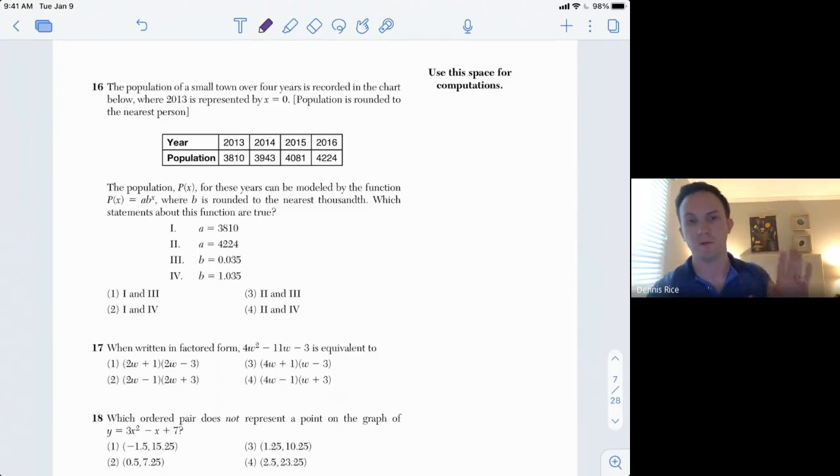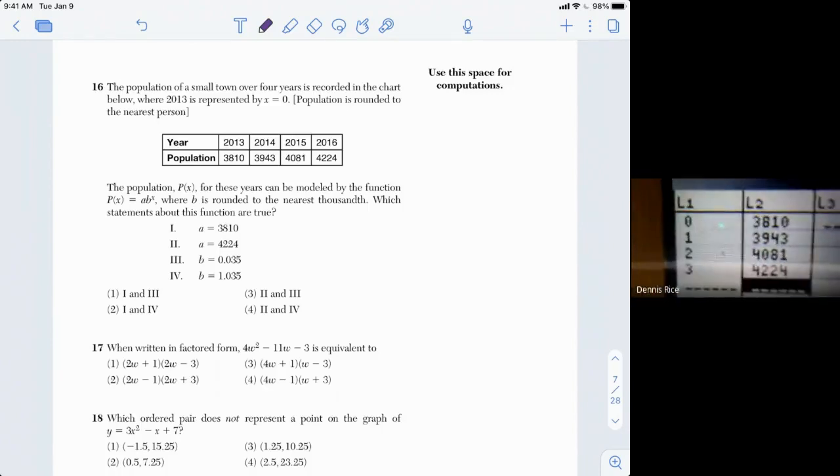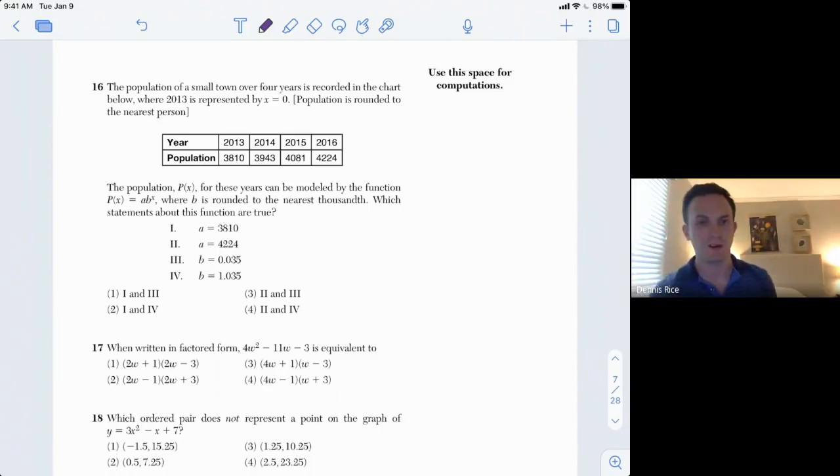If you have a good memory, we did a question like this where they did skip. Do you guys remember that? There was a gap in the years, but they didn't do that trick here. And then L2 is just straight up 3810, 3943. While I'm typing, can anyone tell us how to get ExpReg? How do you get ExpReg on your calc? So I typed them in under L1 and L2. Looks like that. How do we get ExpReg?